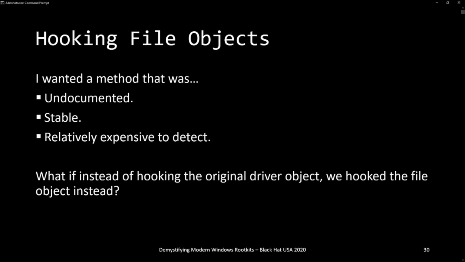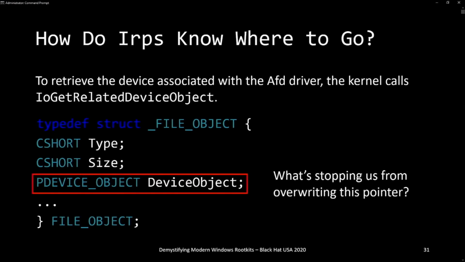So I wanted a method that was undocumented, stable, and relatively expensive to detect. Well, what if instead of hooking the original driver object, we hooked the file object instead? What I'm talking about is, the device retrieved for a file object is going to end up being the device object pointer inside of that file object. So what is actually stopping us from overriding this pointer of that one file object with our own? Well, it turns out absolutely nothing.